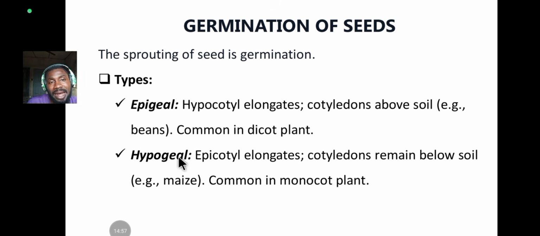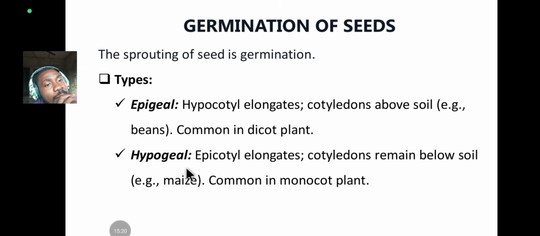All right. Remember, what does hypo mean? Hypo means around. So epi means come out. The cotyledon comes out of the soil, goes up, comes out of the soil. Why the hypo means around. Okay, so the cotyledon is located around the soil, concealed in the soil.